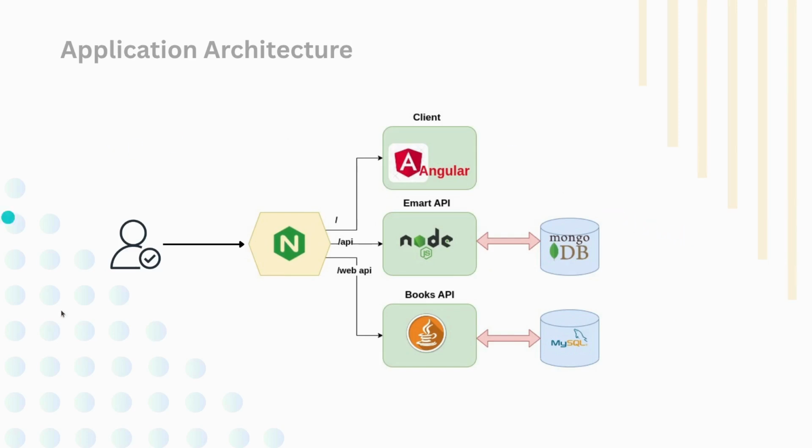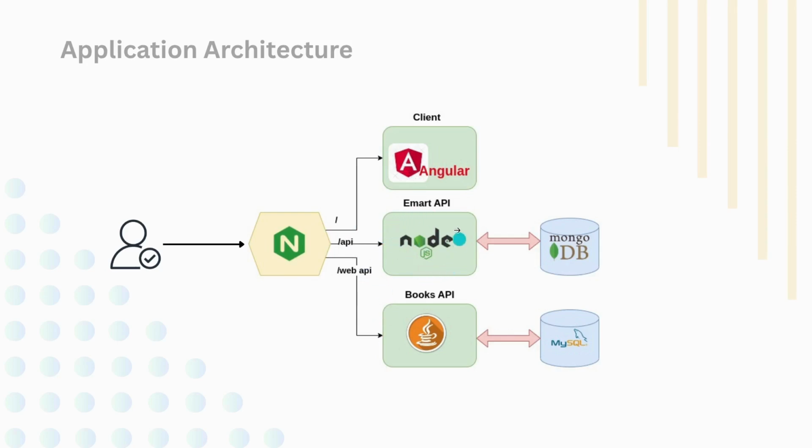For the architecture, this is the user here who happens to access the application via the Nginx server, which serves here as a reverse proxy. Based on the route, initially, when the user accesses the application, it routes him directly to this microservice built around Angular, called the client. The user now can make a choice based on the articles that have been displayed on this application, which will therefore reroute either through the API or web API.